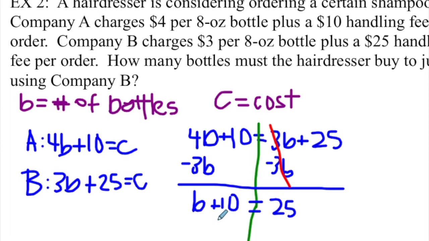And then my last step would be to get rid of this 10. So the opposite of adding 10 is subtracting 10. So I'm going to subtract 10 from both sides, which tells me that B is equal to 15. So she needs to order 15 bottles to justify using company B. At 15 bottles, she can use either company because they're going to charge her the same.